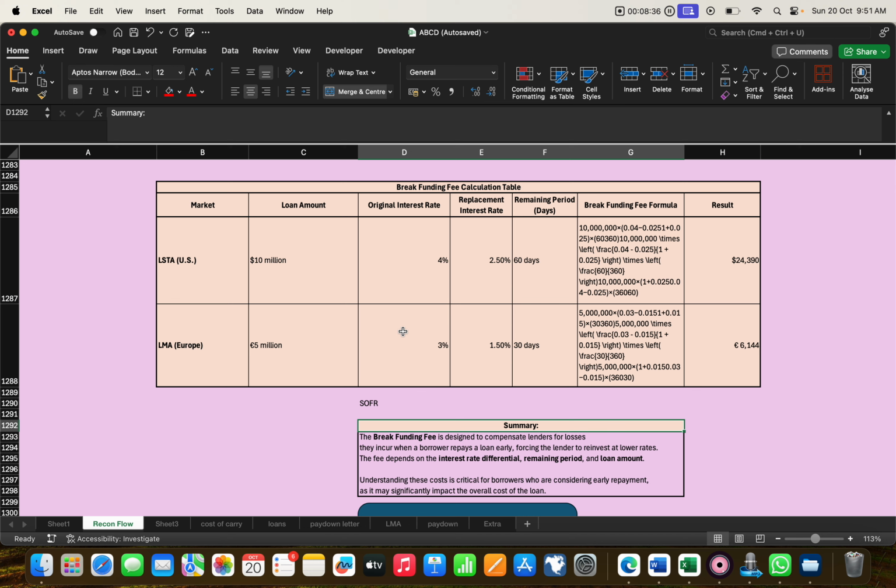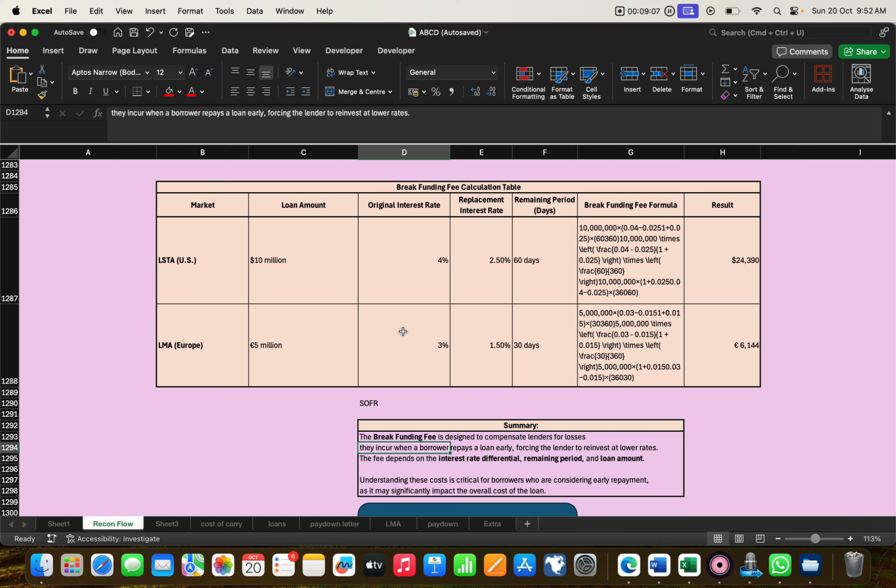So we came to the end. Now the summary. The break funding fee is designed to compensate the lender for losses. So who is being saved here? The lender from the losses. The lender is being saved here. They incur losses when the borrower repays the loan early, forcing the lender to reinvest at a lower rate. It means the borrower takes an advantage: he pays early and the lender reinvests at a lower rate.